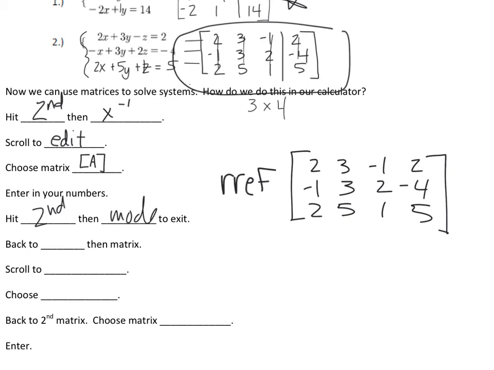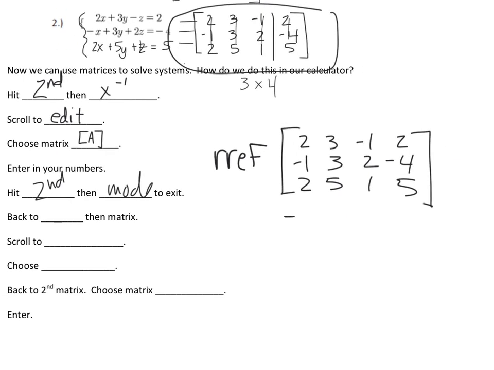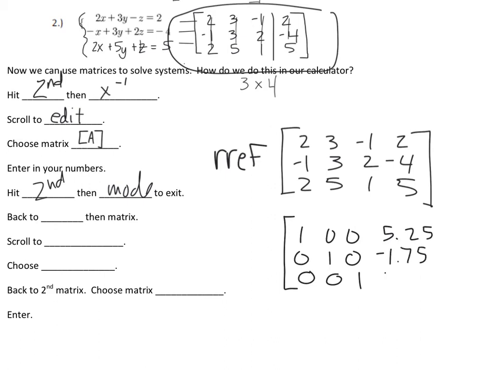Now you can close off that parenthesis if you want, but it's not necessary because we're not going to do anything else. We're just going to hit enter. All right, so here's what we get. Here's what you should get. 1, 0, 0, 0, 1, 0, 0, 0, 1, and then over here 5.25, negative 1.75, and 3.25.